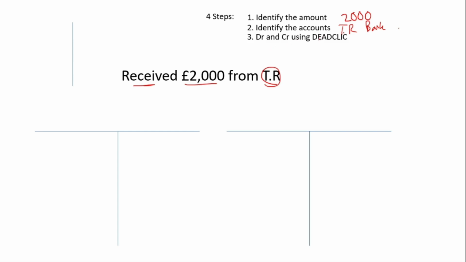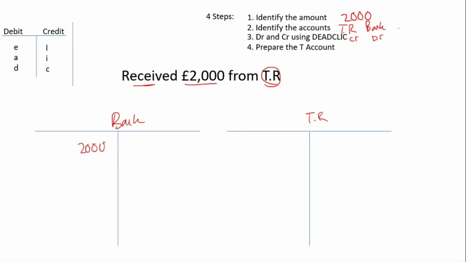And step 3 is to use the DEDCLIC acronym. So we know that receiving money is an asset. So we're going to debit bank, which leaves us with a credit trade receivables. And step 4 is to prepare the T account. So we're going to write one account for bank and the other account for trade receivables. So we're going to debit bank £2,000 and we're going to credit trade receivables £2,000. And it's important to write the description as always. So we're going to do that now.